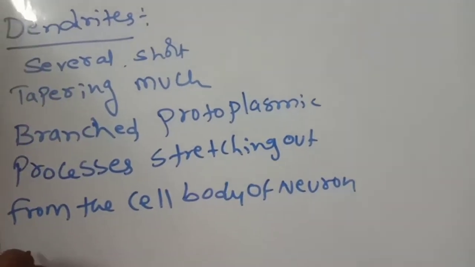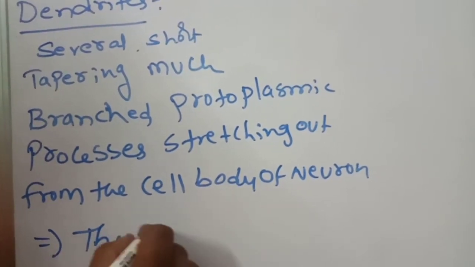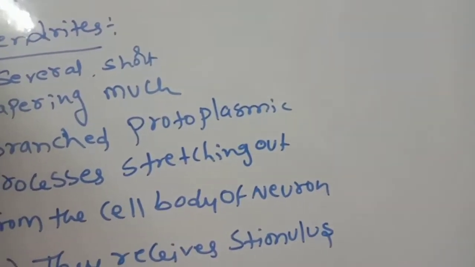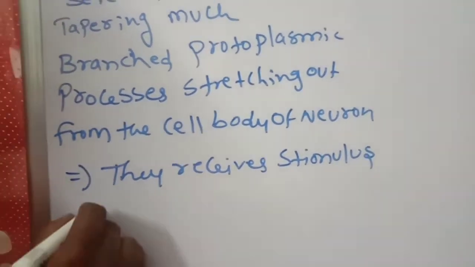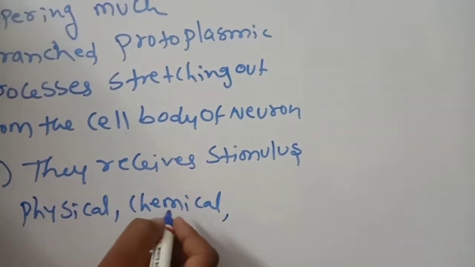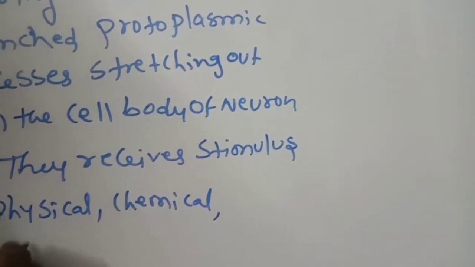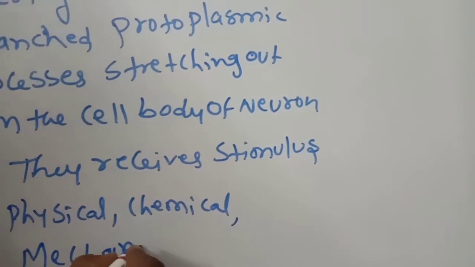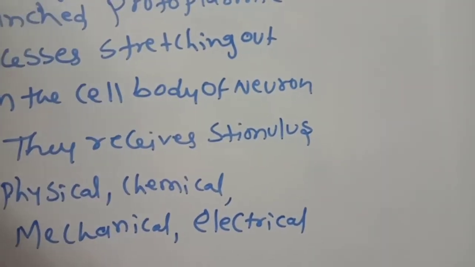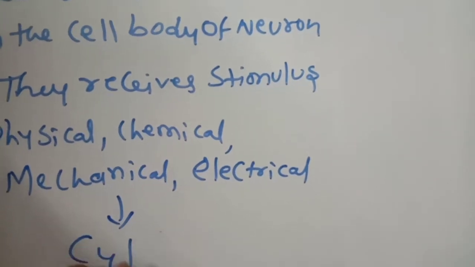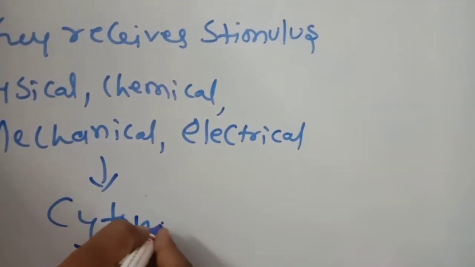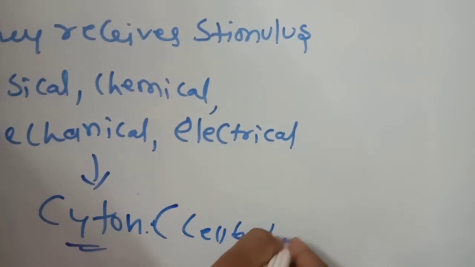They receive the stimulus. What kind of stimulus? They receive physical and chemical, mechanical or electrical stimulus. They will transfer the stimulus to the cyton. Cyton, this is very important, means nothing but the cell body.